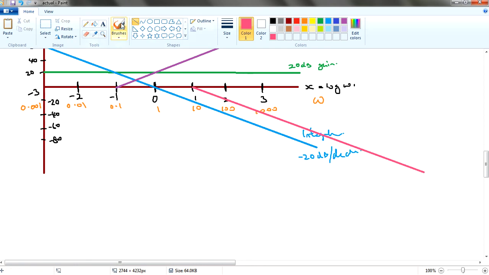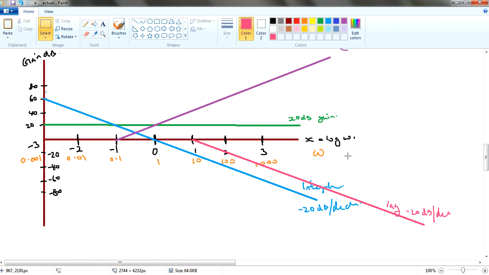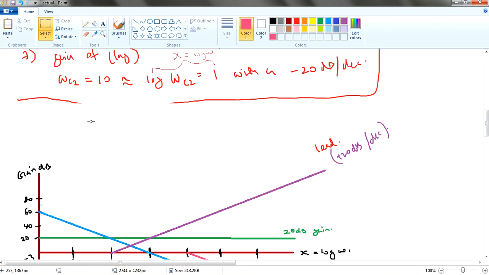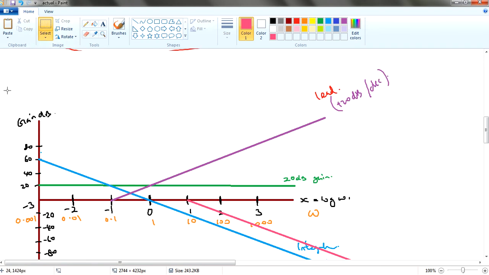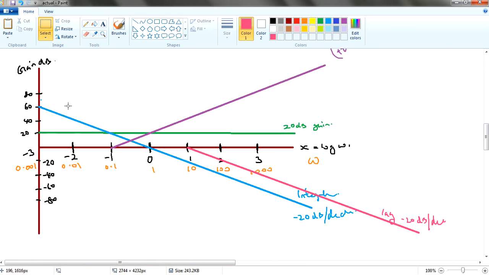This 20 dB, I will label as the lag, with minus 20 dB per decade. So this is the lead, and that is the lag. This is how it is going on. This is the layout of a Bode plot. Next video, I'll talk about how to draw the actual Bode plot using this layout. I'll see you there.